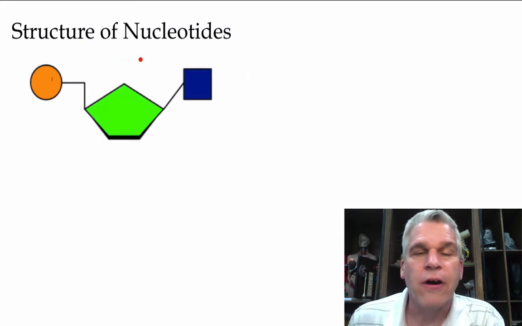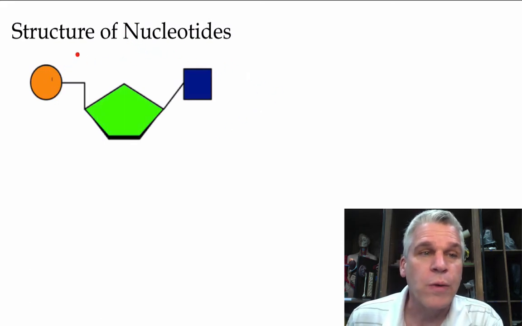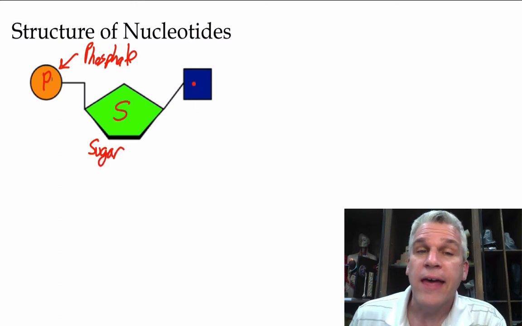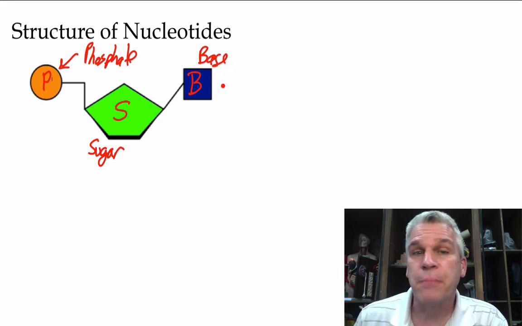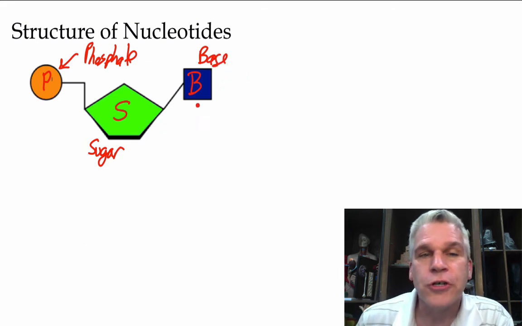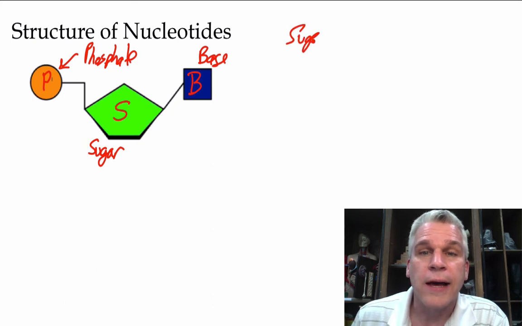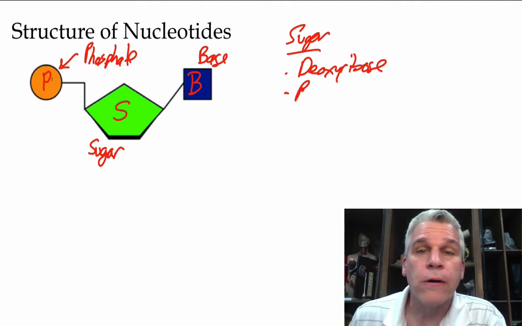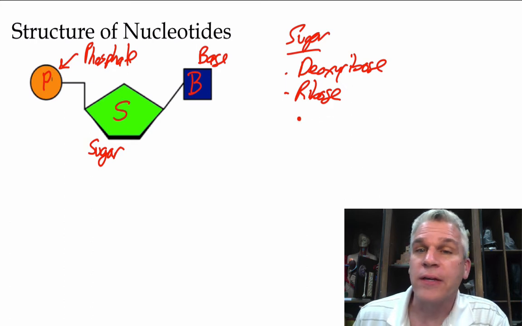In a nucleotide, there are three basic parts. We have a phosphate group that's attached, and I'm just going to put the letter P in here to represent that. That is attached to a sugar molecule, and that is bonded to a base of some type. This is a nitrogenous base. There are two different types of sugars found in a nucleotide. You can have either deoxyribose, which is found in DNA, or ribose, which is found in RNA.